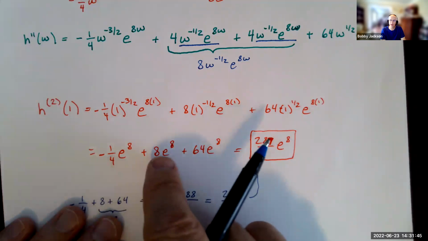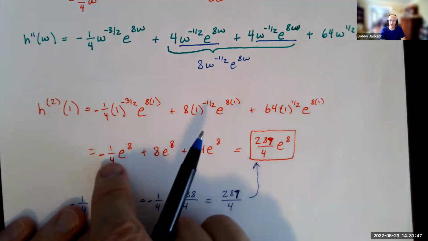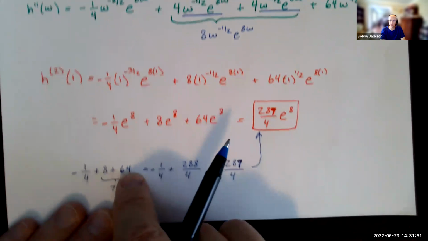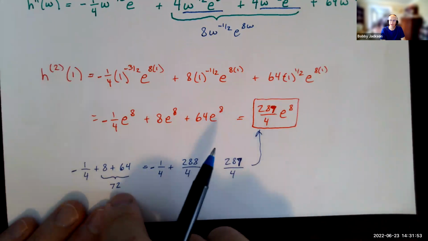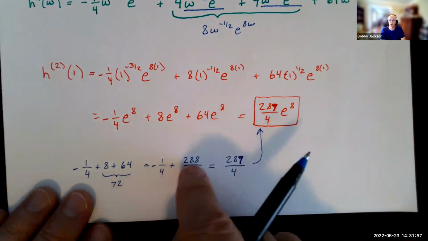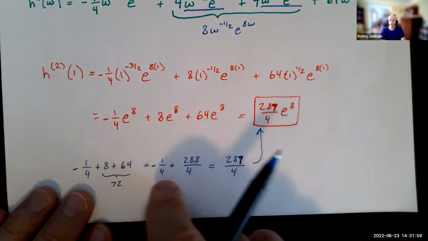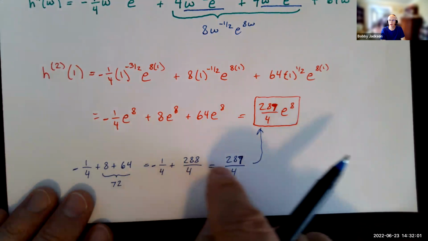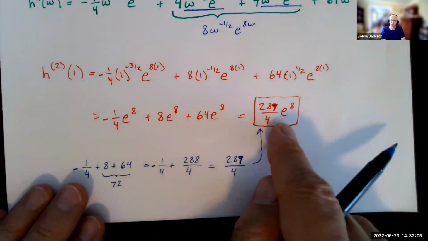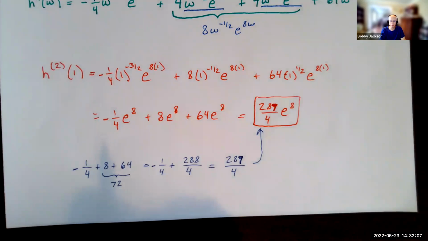So we can add this by adding the coefficients: negative 1/4 plus 8 plus 64. 8 and 64 is 72. And then I just put them over the common denominator of 4. 72 is 288 divided by 4. And then negative 1 plus 288 is 287. So I get 287/4 e to the 8th, which is the answer that they're looking for there.